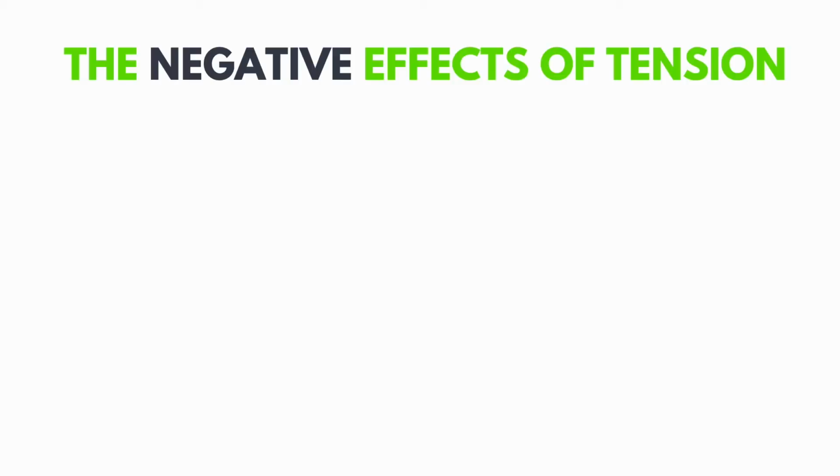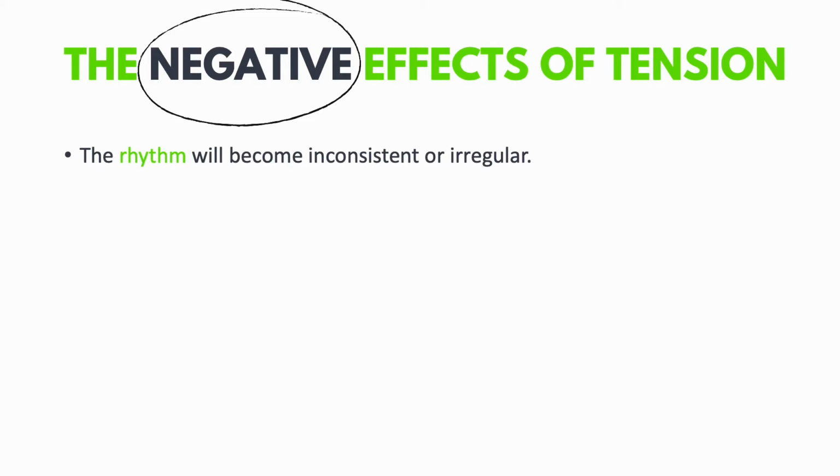Now the opposite of relaxation is tension. So let's take a look at the negative effects of tension and what happens when your horse isn't relaxed. First up, the rhythm will become inconsistent or irregular. As we mentioned in the beginning, it will be very hard for you to achieve the first scale of training because the horse's body will be unable to move in a regular rhythm.